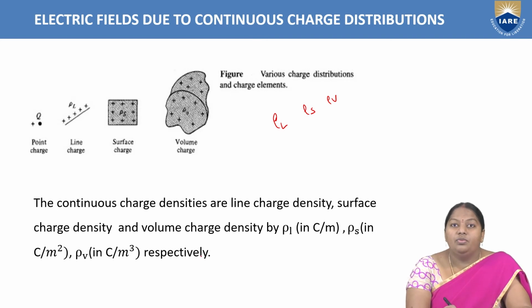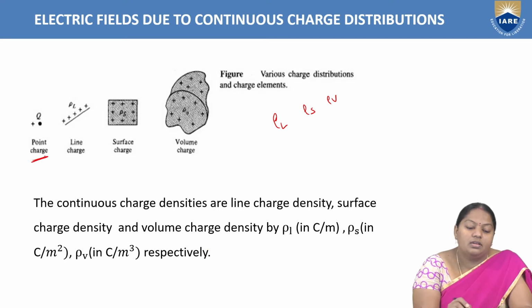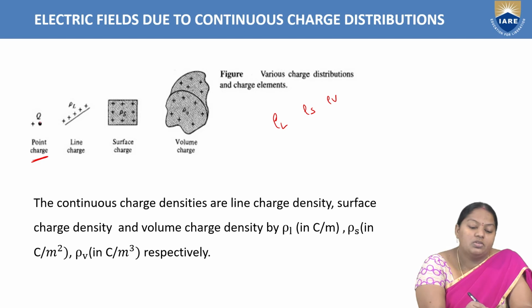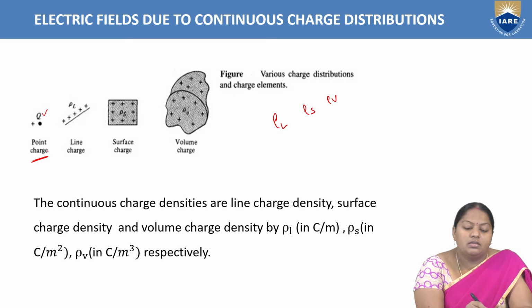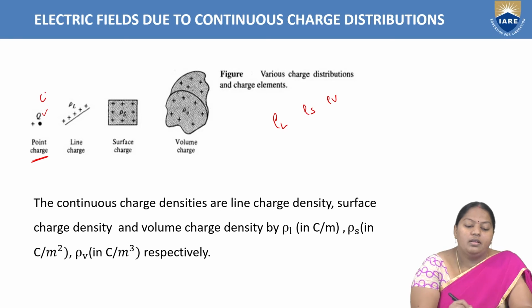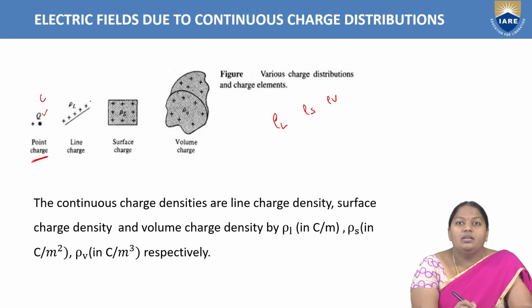So if you consider this figure, the first one is denoted with plus Q, this dot, only one particular charge. That's why it is denoted with a dot, and we represent the charge with plus Q. Generally, we know that the charge Q is measured in coulombs. The same point charge moving in a line is said to be a line charge, and throughout this line the charge is uniformly distributed.